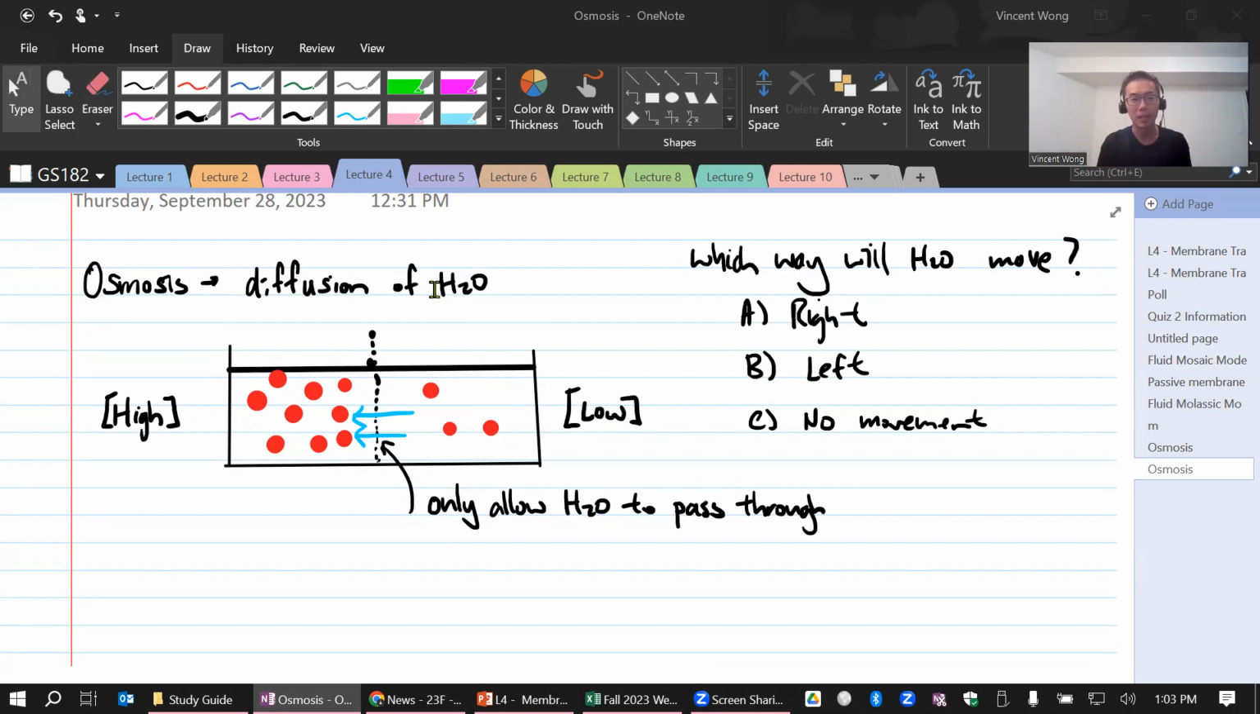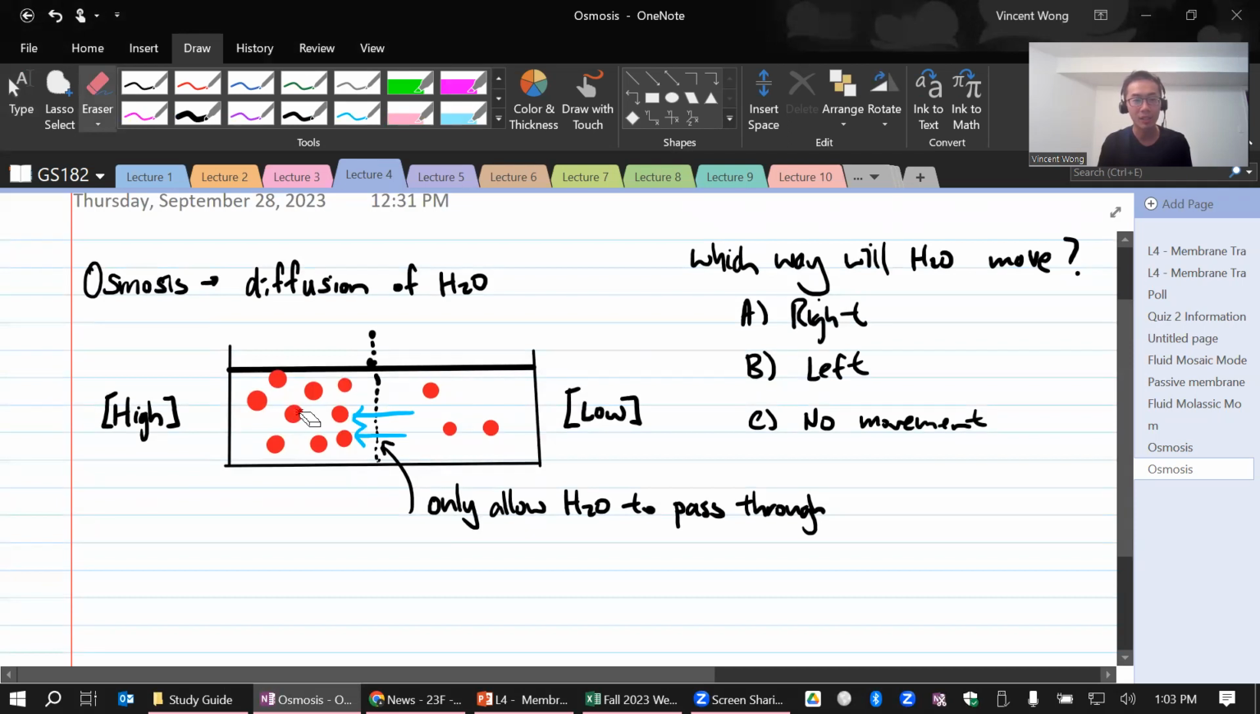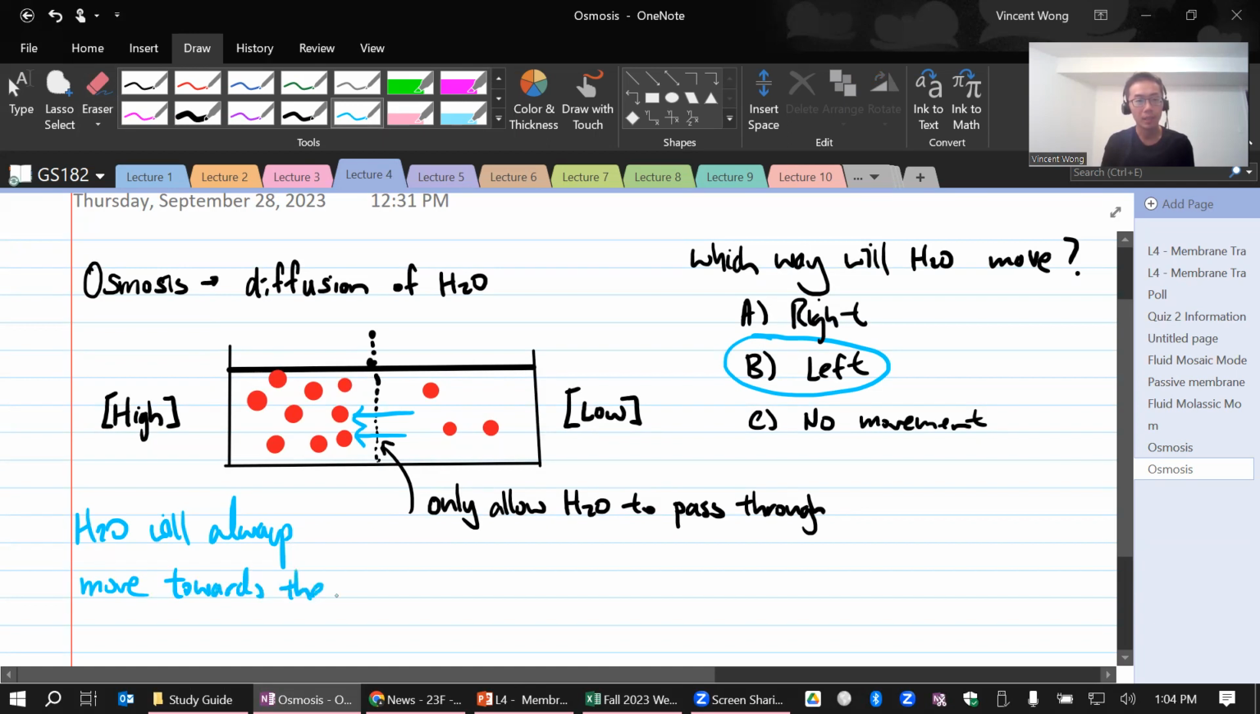And that's what's happening here. As the water goes from the right side to the left side, you will be diluting the left, in other words, bring the concentration down, and then you'll be concentrating the right side, which means you bring the concentration up until the two sides are the same. So water will move to the left. Okay, in fact, water will always move towards the more concentrated side.